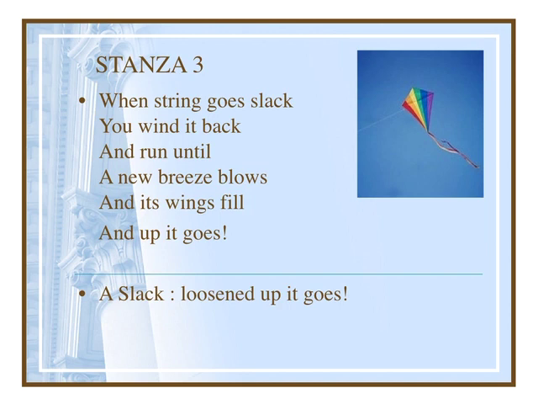Stanza 3 says, when string goes slack, you wind it back and run until a new breeze blows and its wings fill and up it goes. Here, the poet is trying to say when the string goes slack, that means when the string turns loose, you wind it back and run until a new breeze blows and its wings fill. Here, he says when the thread tied to the kite loosens, the flyer runs and rolls it back. He waits till a new breeze or air blows again and fills its wings with air to help it fly high.